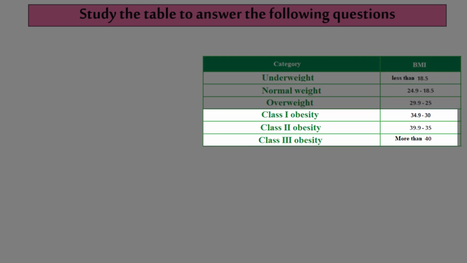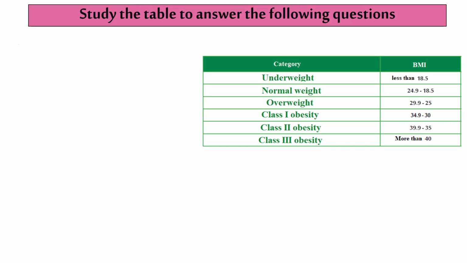A BMI above 30 means that the person is obese. Between 30 and 34.9, the person is class 1 obesity. Between 35 to 39.9, the person is class 2 obesity. And a person whose BMI is more than 40 is considered as class 3 obesity, and his health may be at risk if he does not lose weight. Let's now start solving the questions.